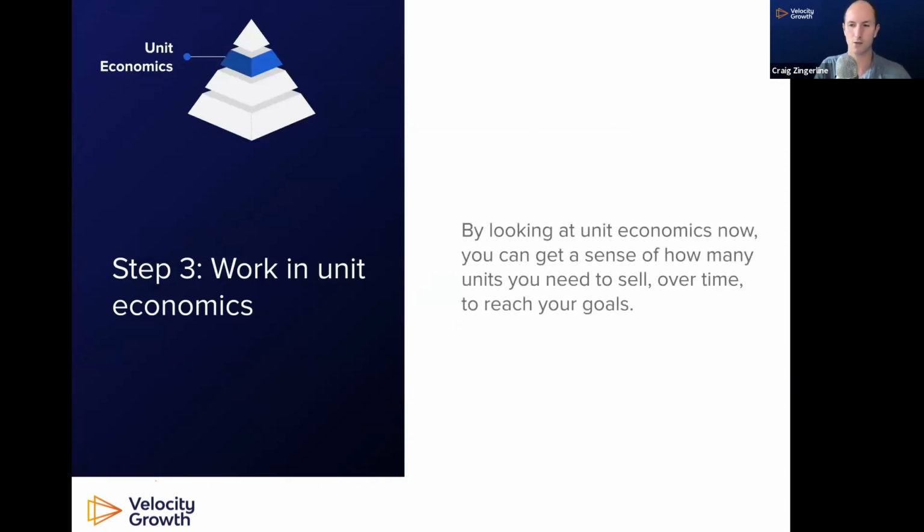The next thing you need to do, so again, starting aspirational, starting to get more into the weeds, you need to start thinking about your unit economics.